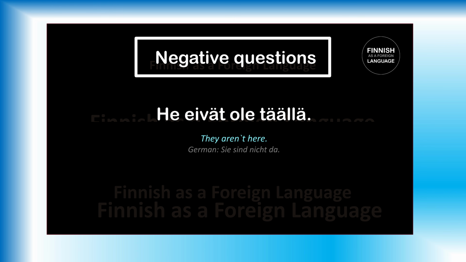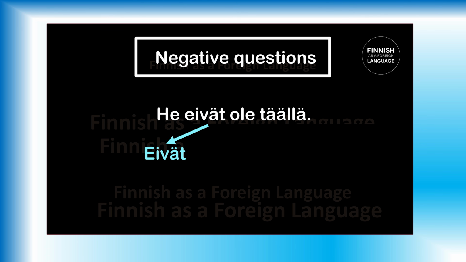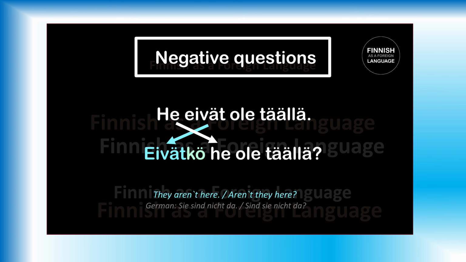Alright, now just one more example. We have the sentence he eivät ole täällä means they are not here. Now we want to ask, aren't they here? Again, first step, you put the negative verb to the first position. Here our negative verb is eivät. Then you add the question marker kö to it and you get eivätkö. And then step number 3, just add the rest of the sentence. Eivätkö he ole täällä? Aren't they here?